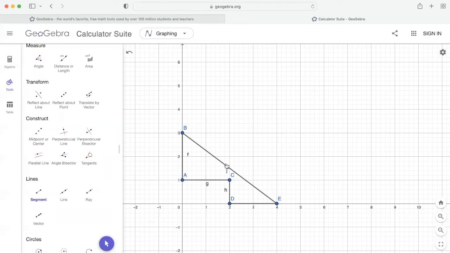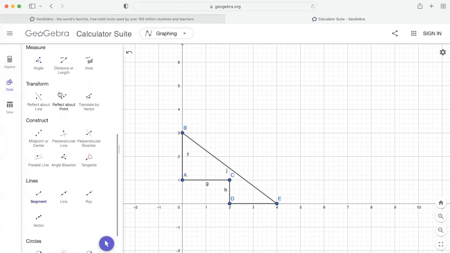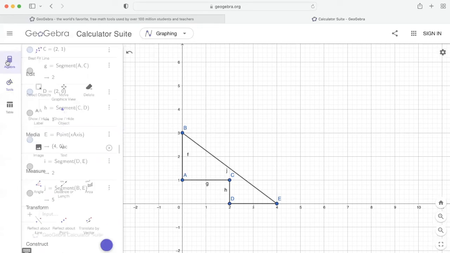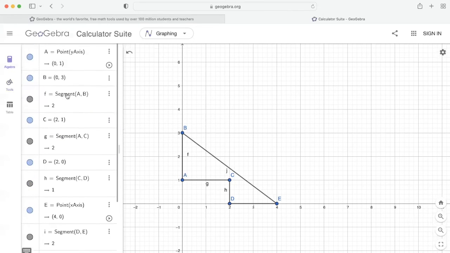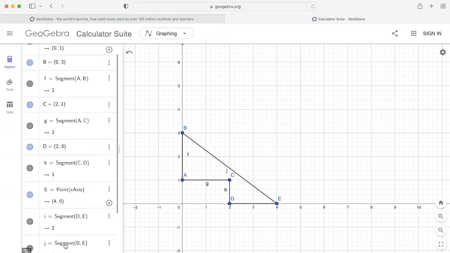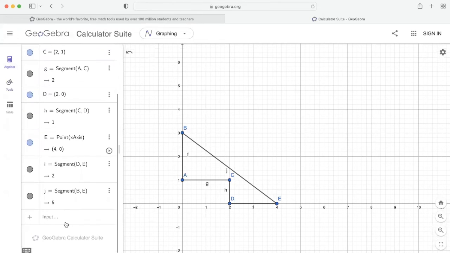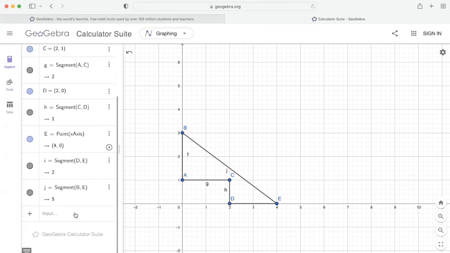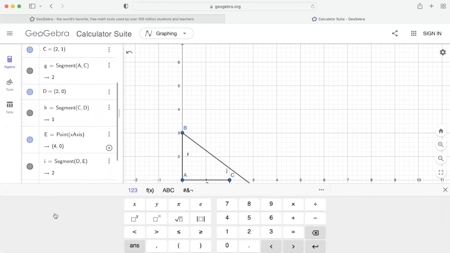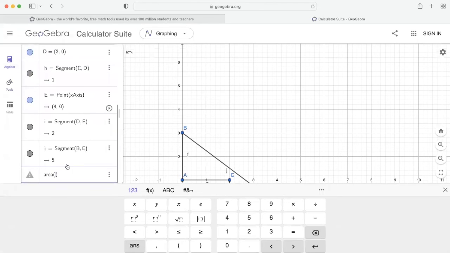So now that I have this polygon, I'm going to go back to this algebra thing and see how it filled in all of the different points and the segments. So that's pretty cool. And in the next line, I'm going to put area because I want to know the area. Oh, okay. I have to scroll down so you can see it more. And all I'm going to do is enter my points.